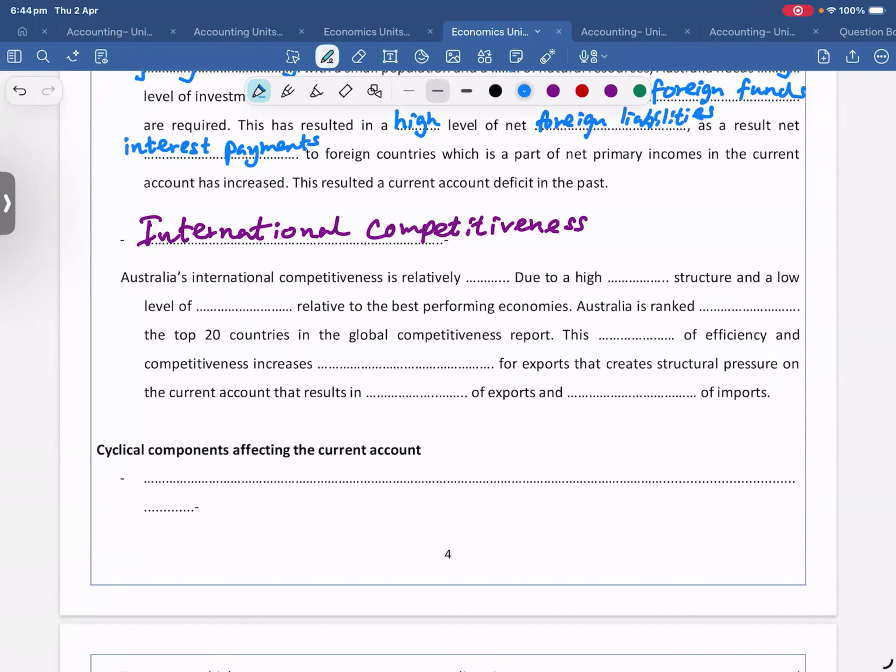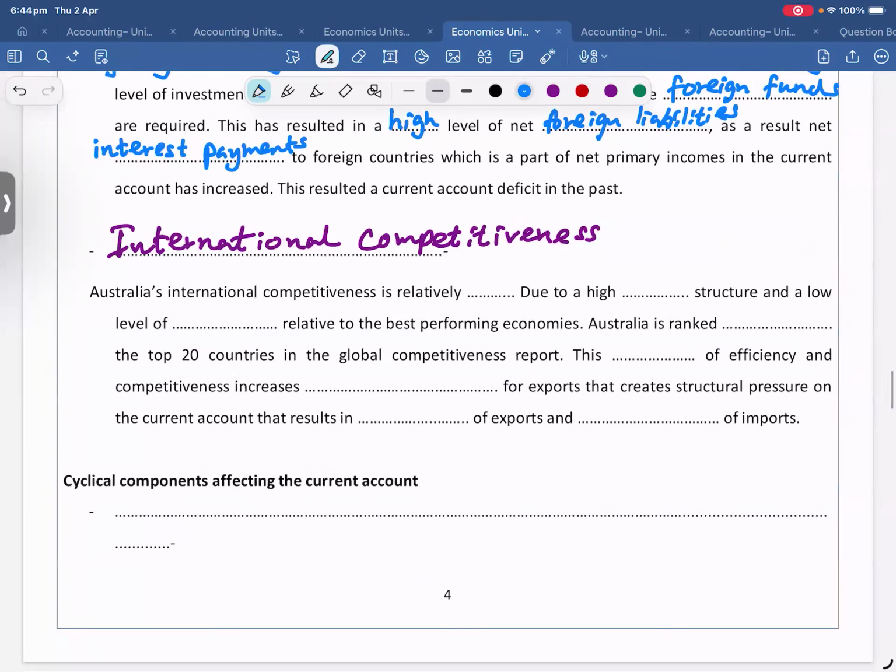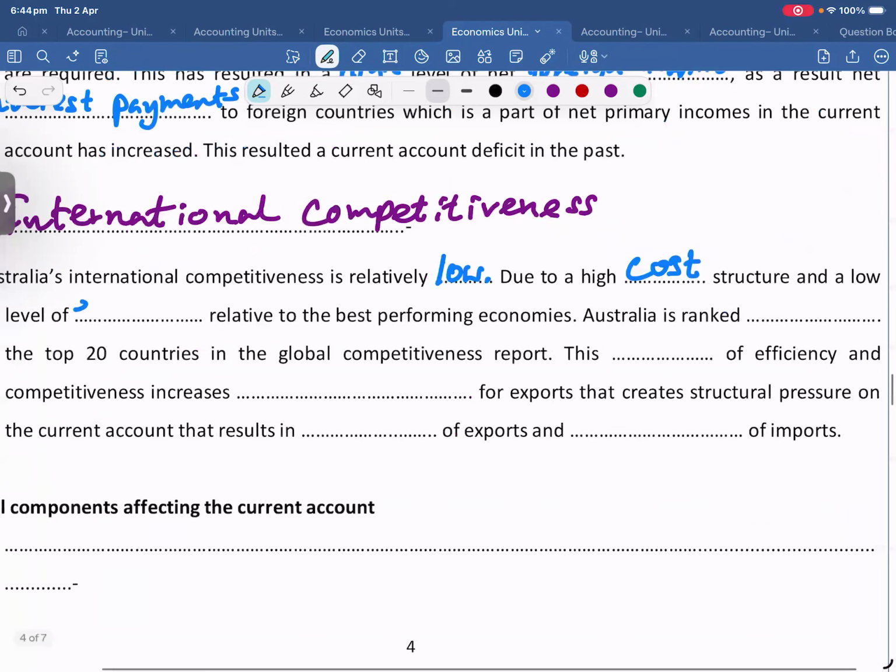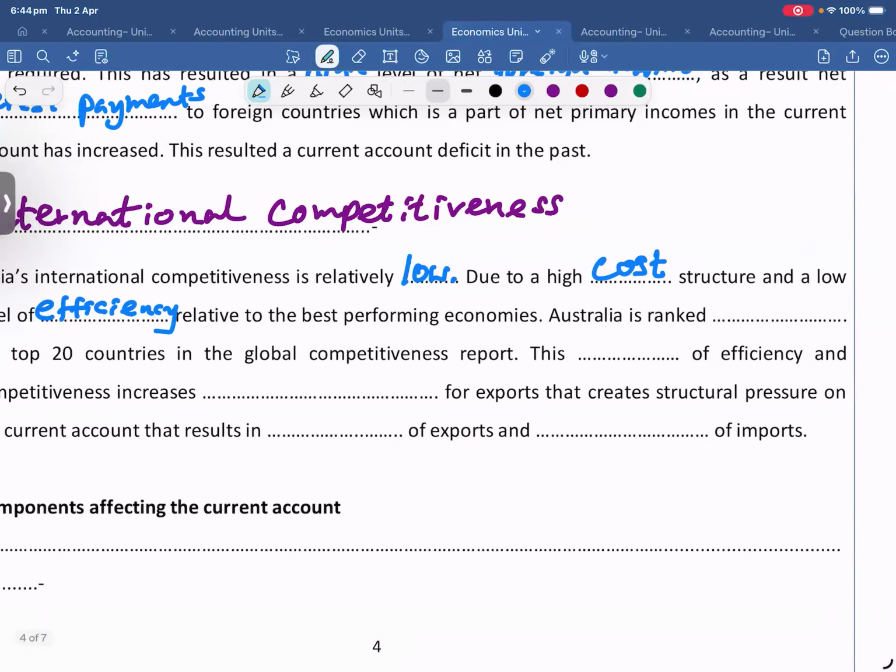Australia's international competitiveness is relatively, what do you think? Low. Very good. Due to a high cost structure and a low level of efficiency relative to the best performing economies, Australia is ranked 18th.